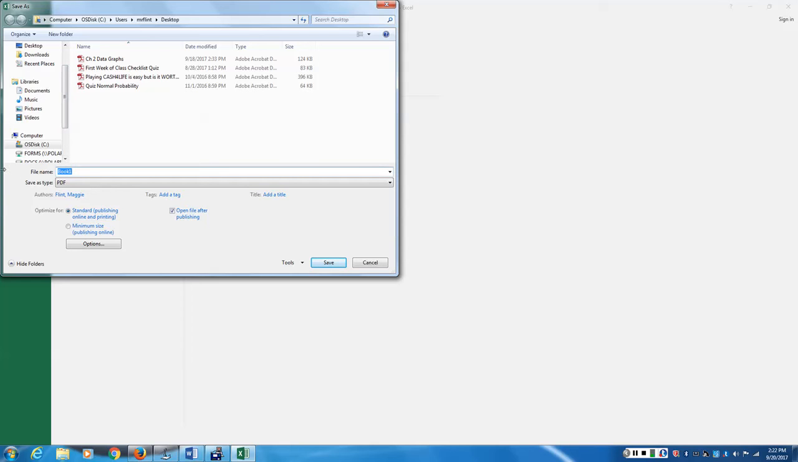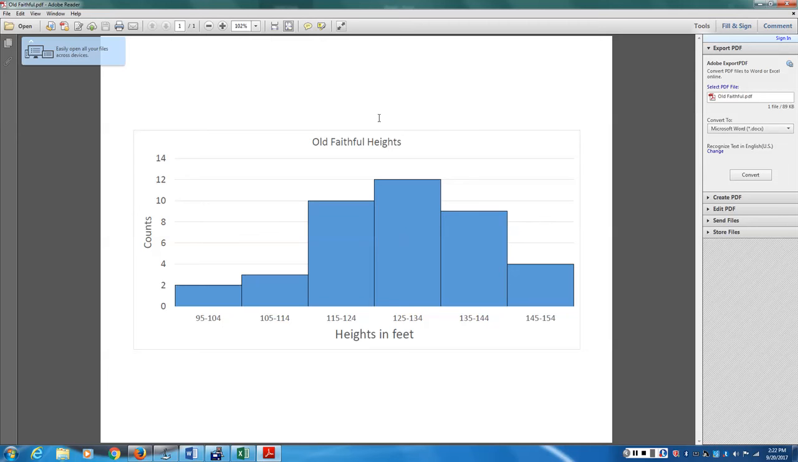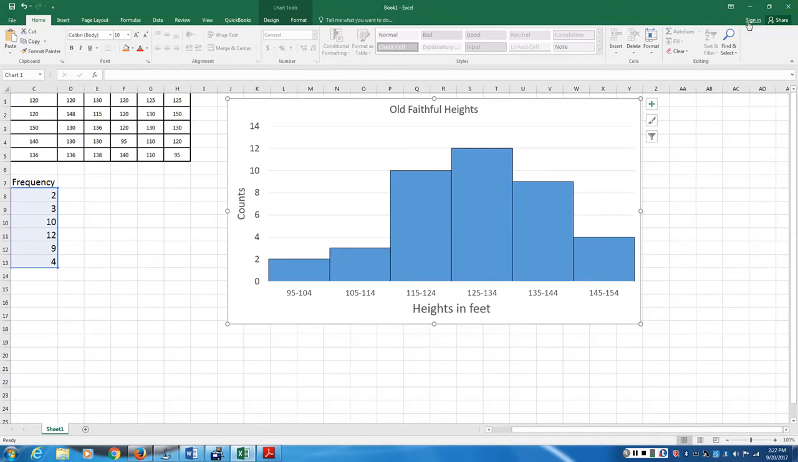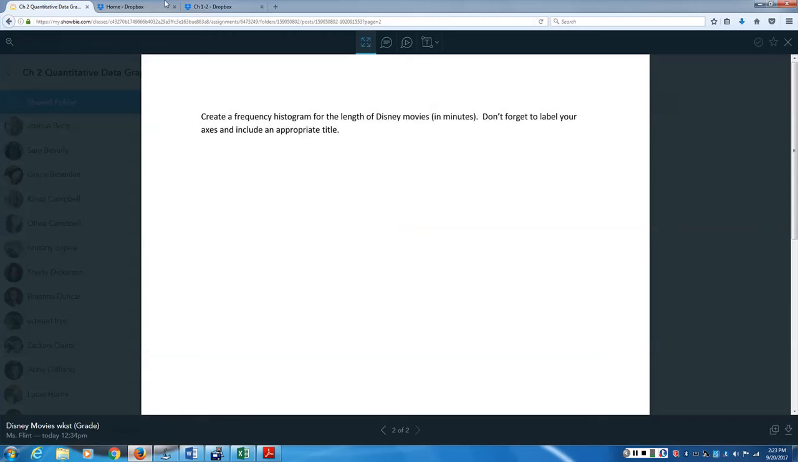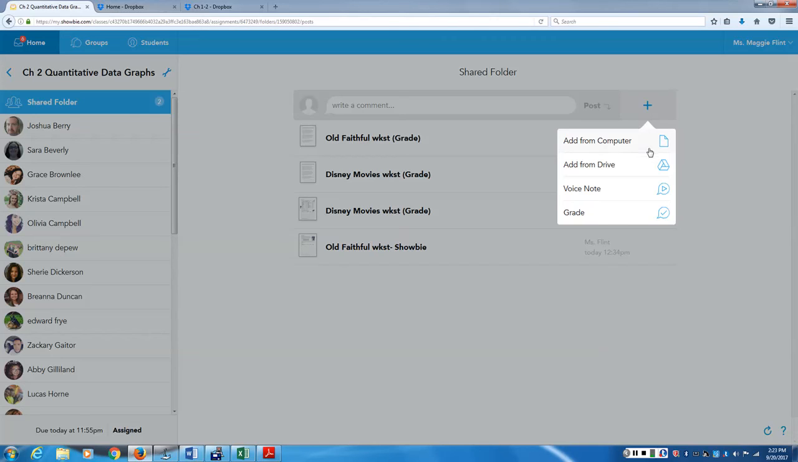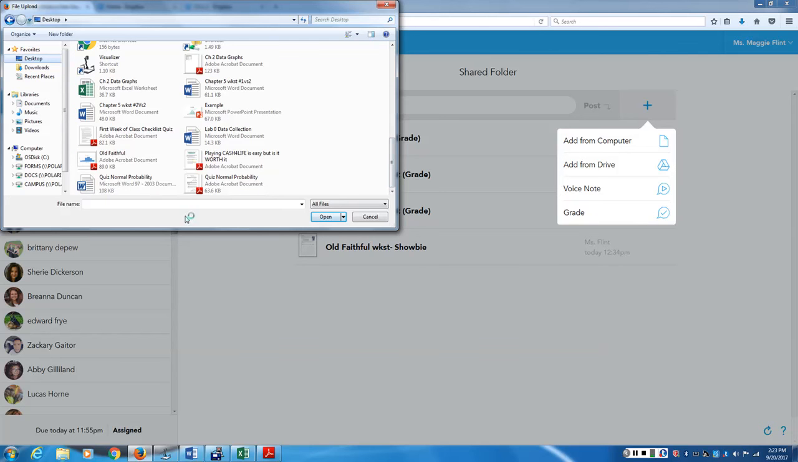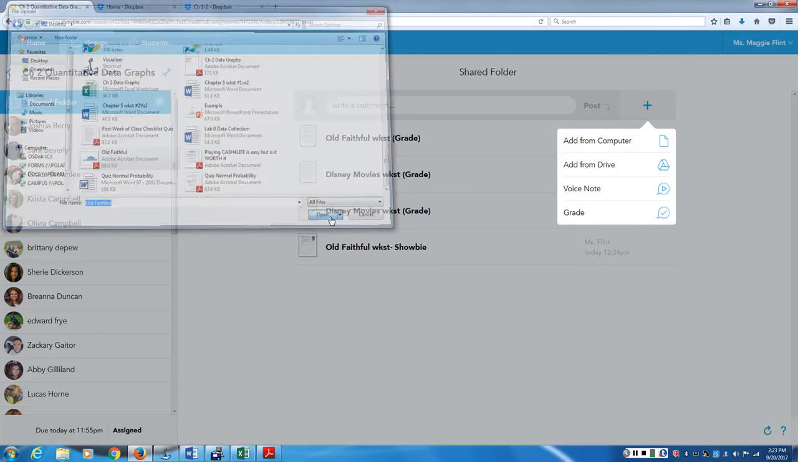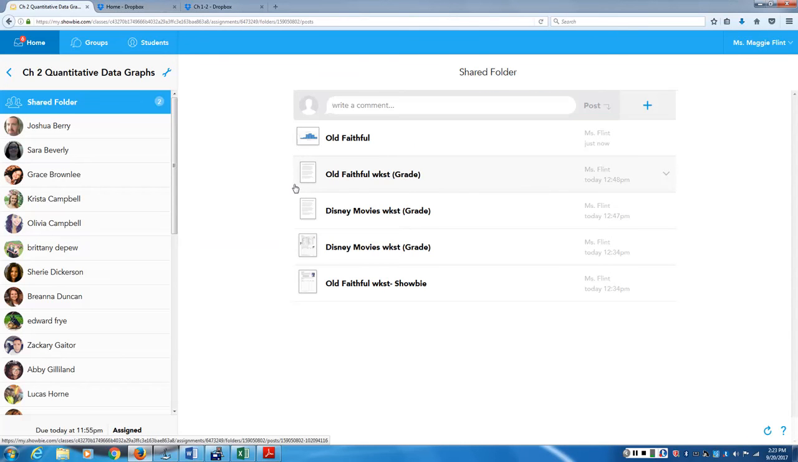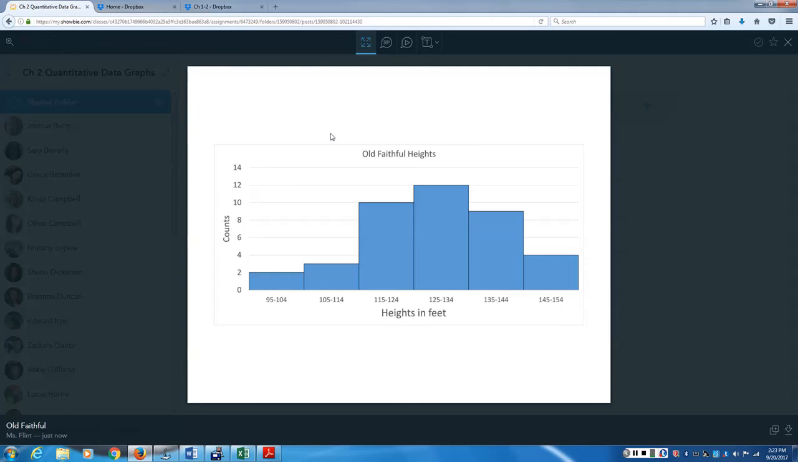And I'm going to call mine Old Faithful so I can find it. And there it is. So now, since I know this is on the desktop, I can go back to Shobi and I'm actually going to go ahead and do this in the shared folder. Click a plus sign, add from the computer, go to the desktop, choose the Old Faithful file, open it, post it. There's the graph. Just the graph, and that's really all I wanted to see.